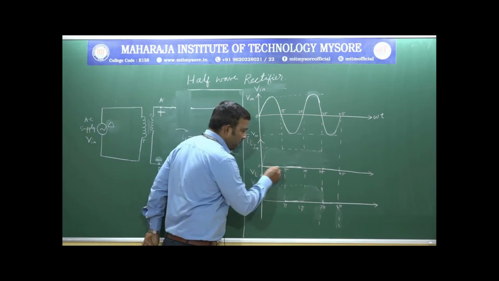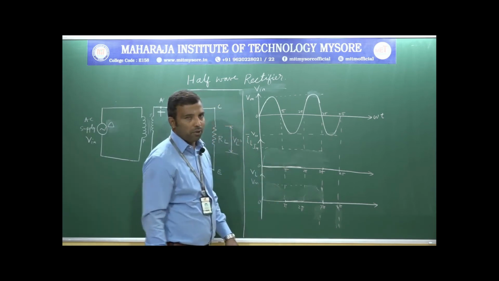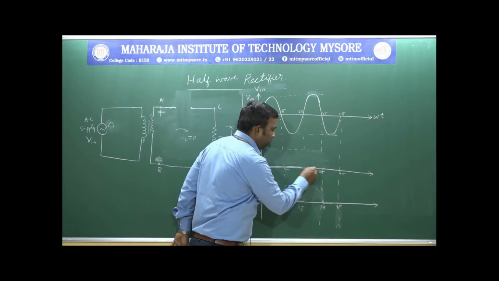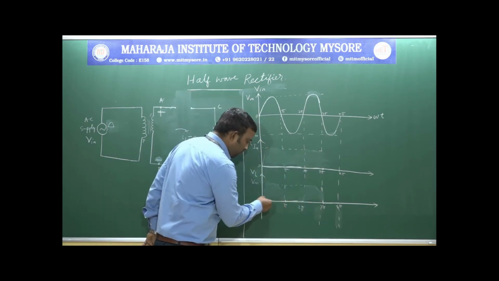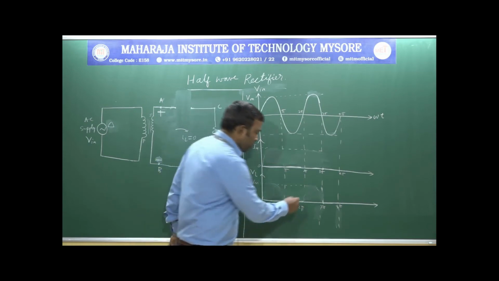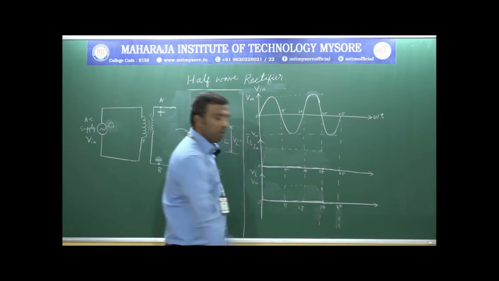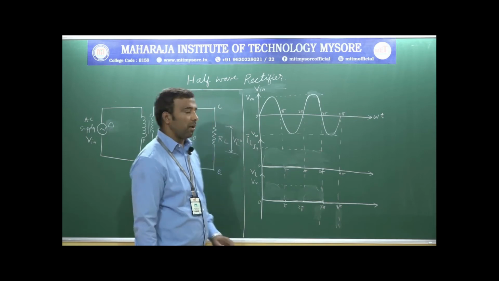Now, from 0 to pi, no current flows to the circuit. Again, for the positive half cycle 2 pi to 3 pi, no current flows to the circuit. Similarly, the voltage is also 0 for the positive half cycle.